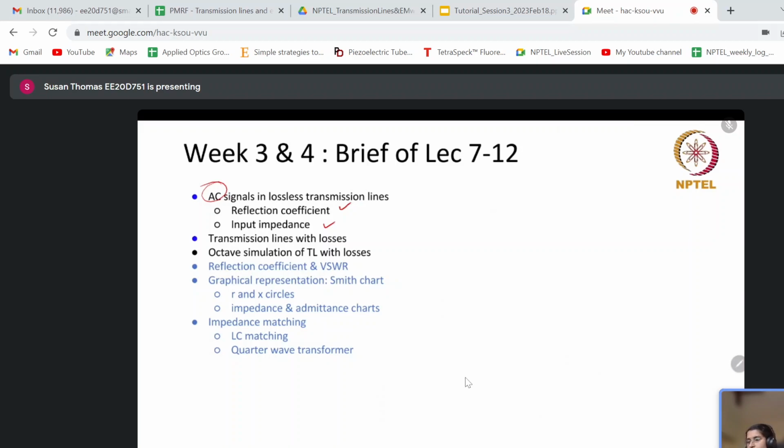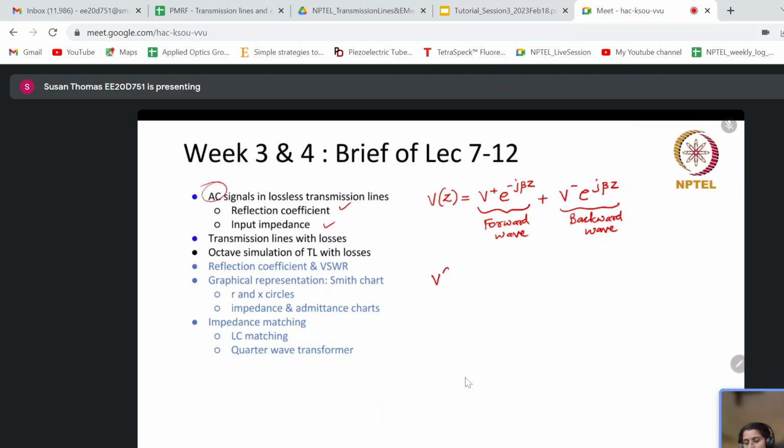So, to give a brief of what was covered, the solution of the wave equation looks like V of z is equal to V plus e raised to minus j beta z plus V minus e power j beta z, wherein the first term is the forward wave and the second term is the backward wave. This is a solution of the wave equation.